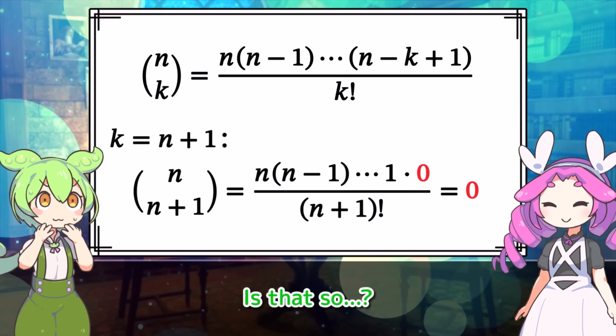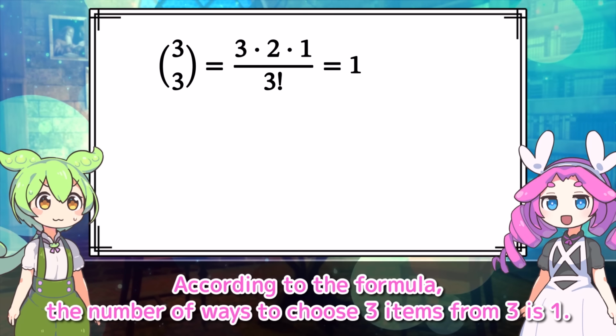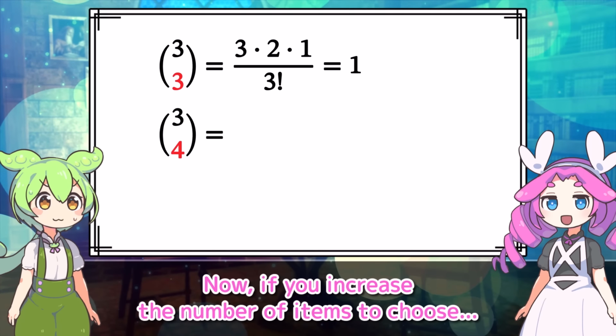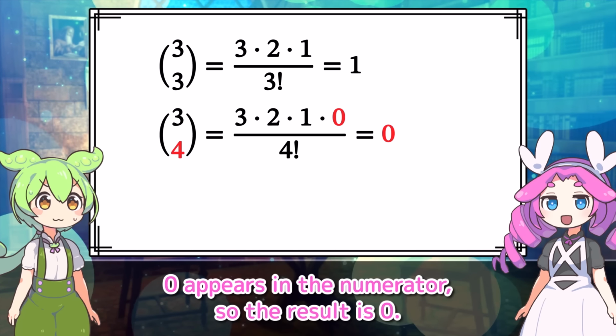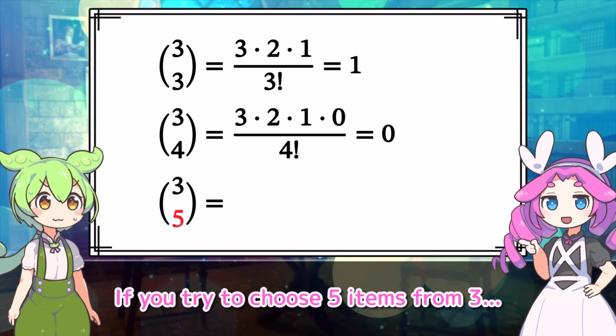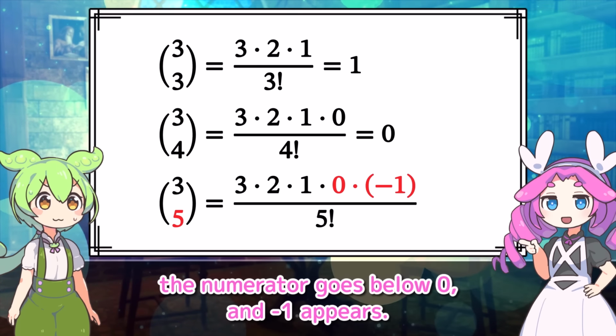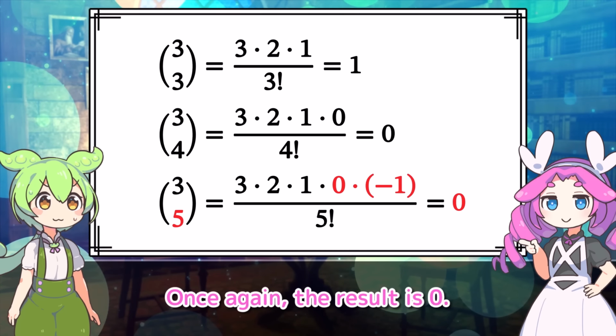Is that so? Let's look at an example. According to the formula, the number of ways to choose 3 items from 3 is 1. Now if you increase the number of items to choose, and try to choose 4 items from 3, 0 appears in the numerator, so the result is 0. If you try to choose 5 items from 3, the numerator goes below 0, and negative 1 appears. Once again, the result is 0.